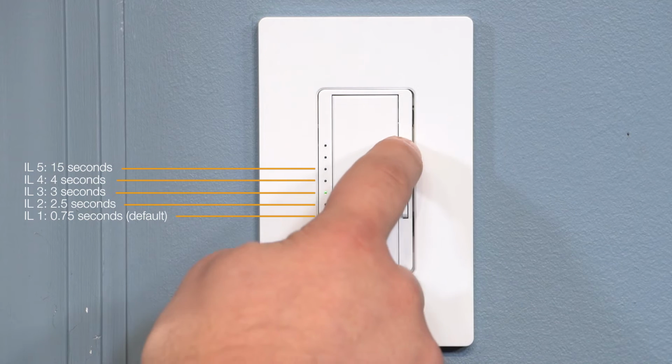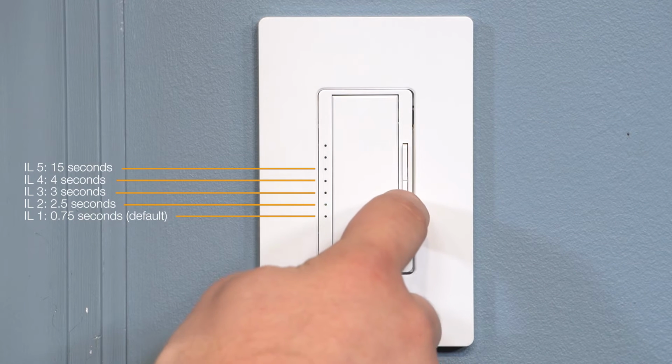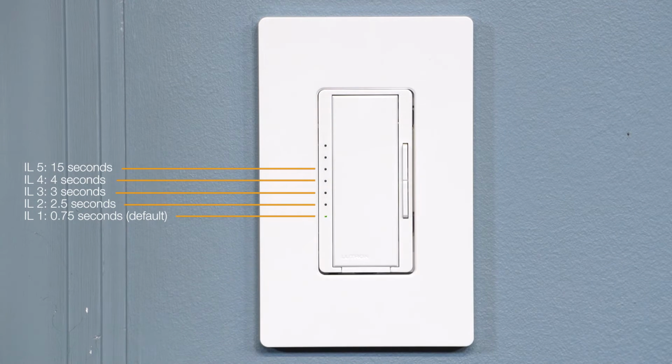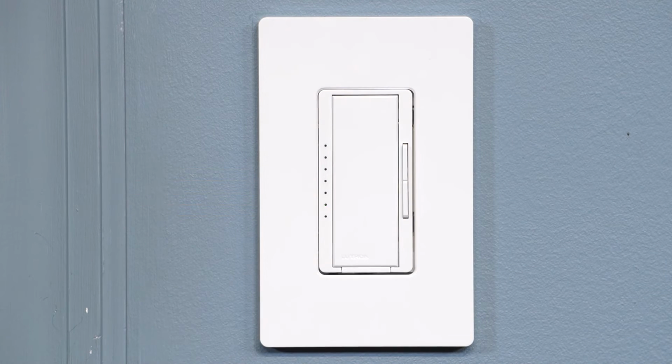Simply press the raise or lower buttons to move the indicator light to the desired time. To save your setting, simply press the tap switch. This will save the level and take you back out to the Advanced Features main menu.